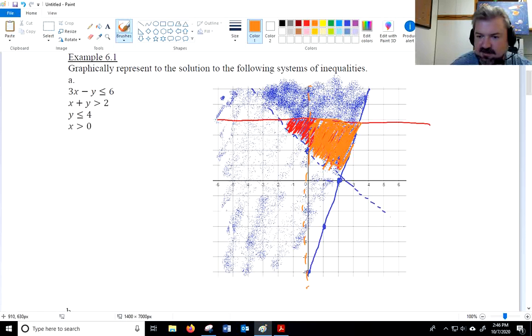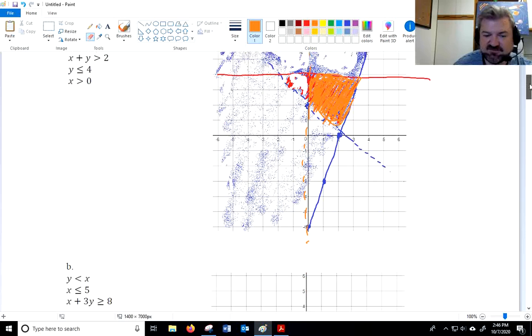And if I was using pencil or something like that, I might come back and erase all this. But like I said, it's kind of hard to do that when you are doing it on a computer screen. But that gives you kind of the general idea of what's going on, right? So it's this region here. That's our solution set. Our solution region, I should say.